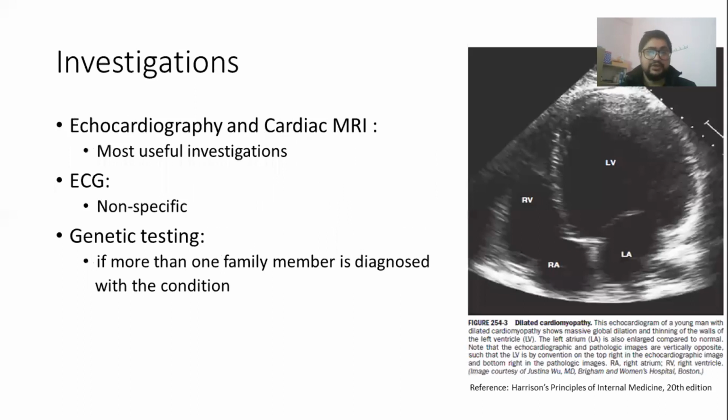For the diagnosis, echocardiography and cardiac MRI play a pivotal role, and they are the most useful investigations. You can see the left ventricle of the dilated cardiomyopathy in the echocardiography. ECG is usually non-specific, and genetic testing for the various mutations might be necessary if more than one family member is diagnosed with this condition.